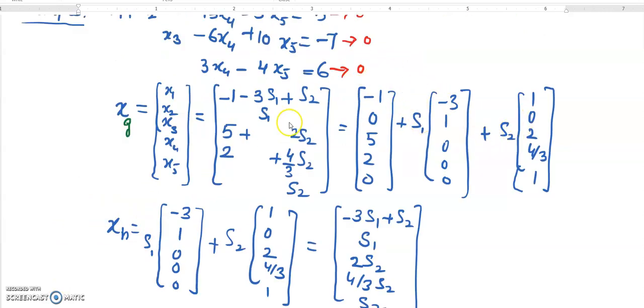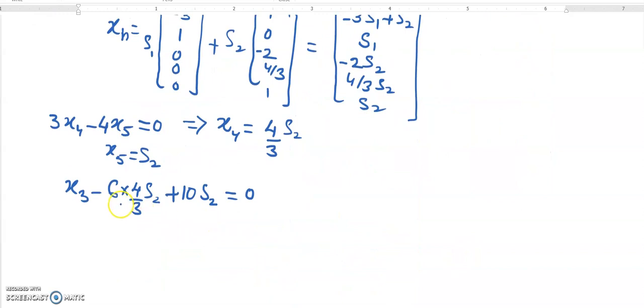Yes, in fact it was minus 2 s2 in the general solution. The answer was here, so it is minus 2, and it should be minus 2 here and minus 2 here. And similarly from here we can get x3 is equal to minus 8 s2 plus 10 s2, which is plus 2 s2, and then x3 will be minus 2 s2.